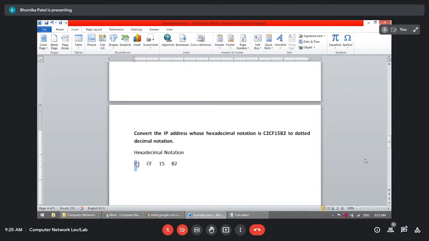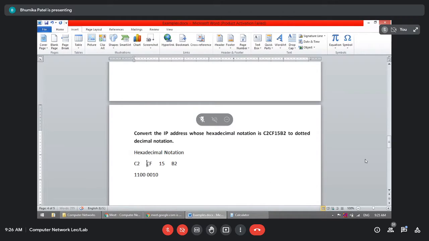So we know what the binary for C is, right? So here it will be 1100. C means 12. You know hexadecimal notation, right? Yes, ma'am. C means 12, so it is 1100. And 2 means it is 0010, right?